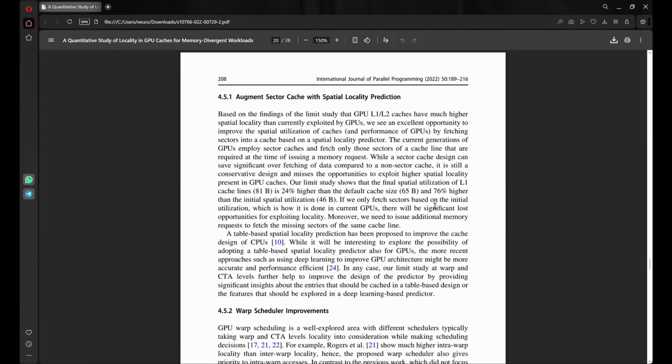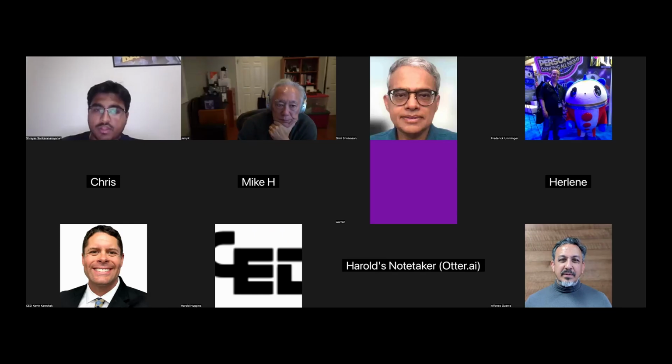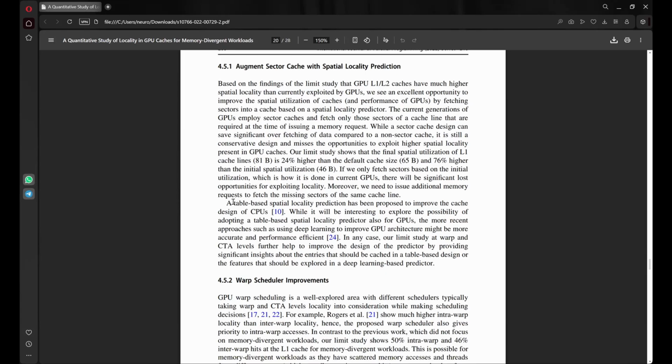If we only fetch sectors based on the initial utilization, which is how it's done in current GPUs, there will be significant lost opportunities for exploiting locality. Moreover, we need to issue additional memory requests to fetch missing sectors of the same cache line. A table-based spatial locality prediction has been proposed to improve the cache design of CPUs.